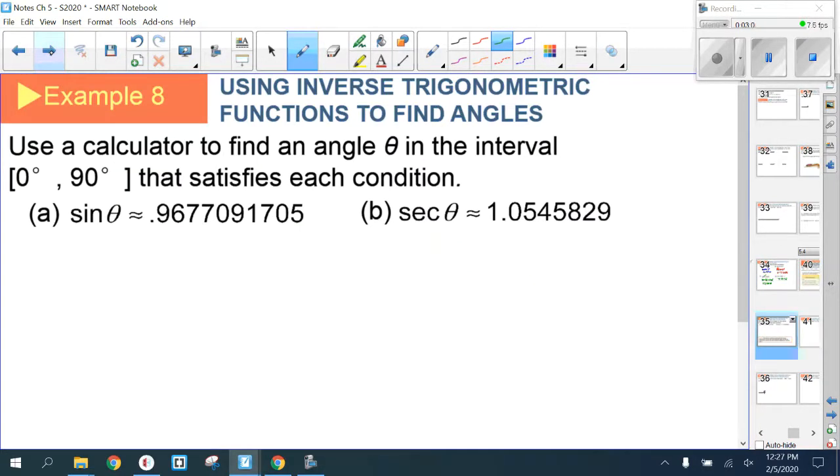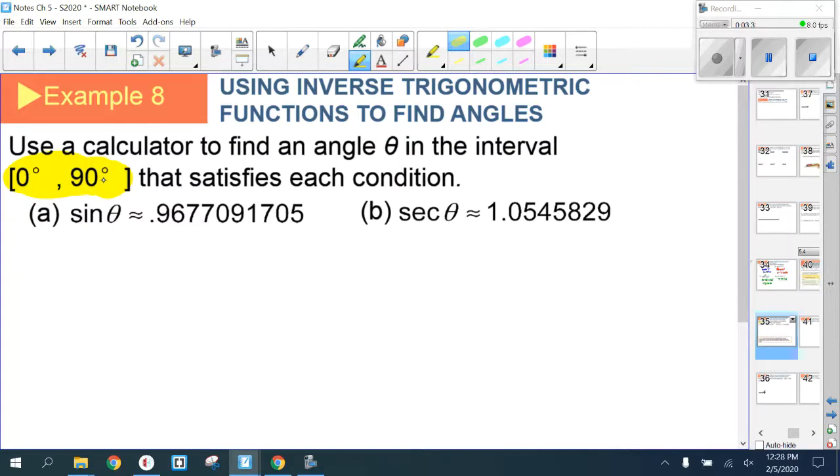Number 8, use a calculator to find an angle theta in the interval 0 to 90 degrees that satisfies each condition. So one thing to look at is this interval that says from 0 to 90. Your answer is going to have to end up between 0 and 90. That's going to be really important in some of the problems here. Maybe not this one so much, but later it might make you go between 0 and 360 or 0 and 180 or something like that other than 0 to 90. But just make sure your answer falls within that interval.